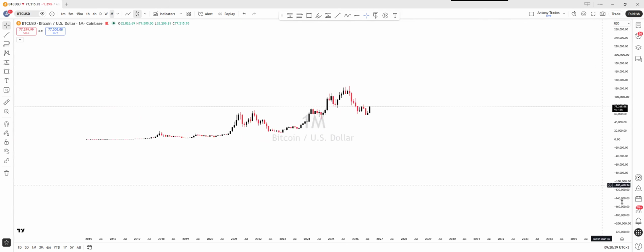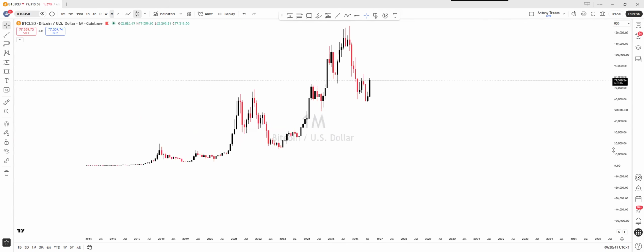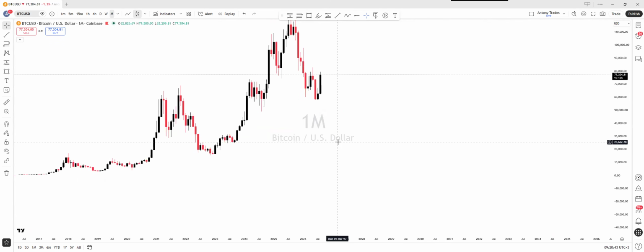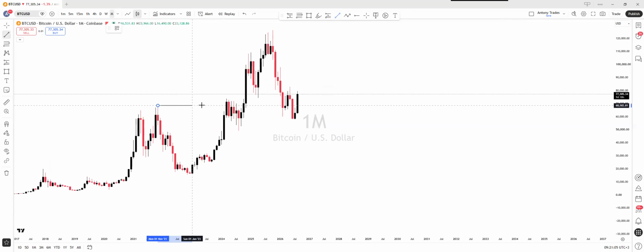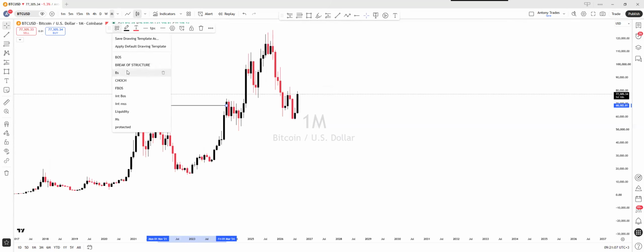Okay, looking at the monthly time frame from the BTC perspective, you know very well how we mark our break of structure and change of character and stuff like that. So the first question I must always ask myself is, what is the current bias of this market? Because that is the main reason why we go to the higher time frame, for us to get the bias of the market. So if I have to look at the last break of structure, I can see that this is where I have the last break of structure here.